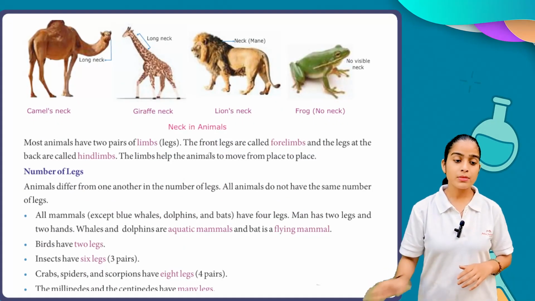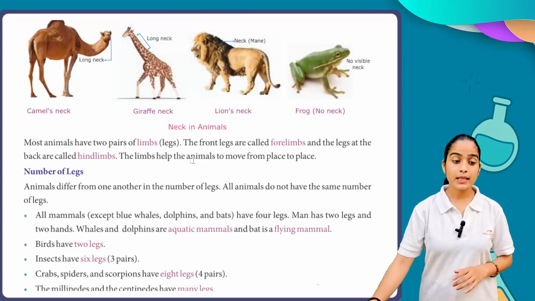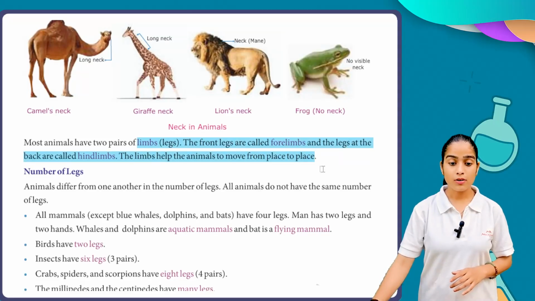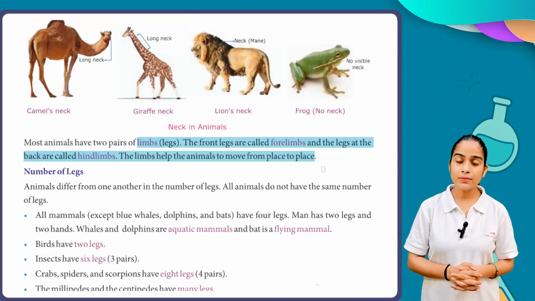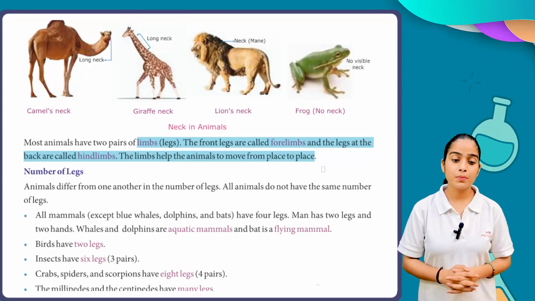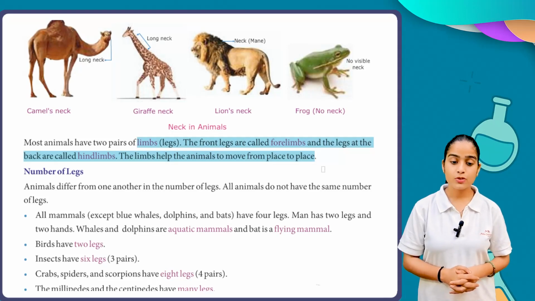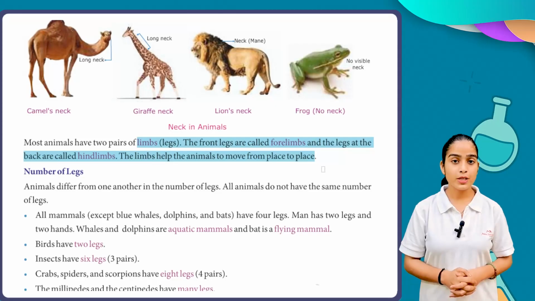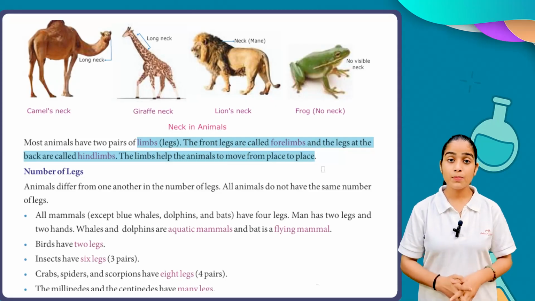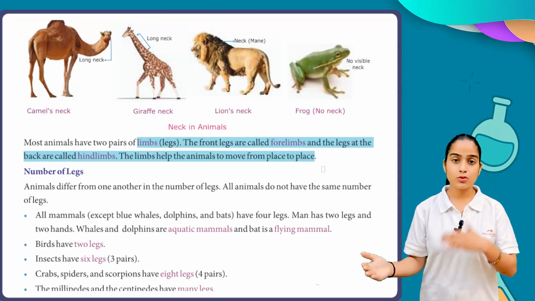Most animals have two pairs of limbs, legs. The front legs are called forelimbs and the legs at the back are called hind limbs. So the front legs are referred to as forelimbs and the back legs are referred to as hind limbs. Hide and seek, we play hide and seek. Hind means hidden, basically. The limbs help the animals to move from place to place. So what we observe here is that with the help of their forelimbs and hind limbs, they can move from one place to another place.